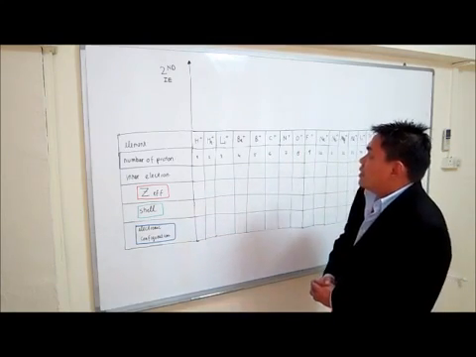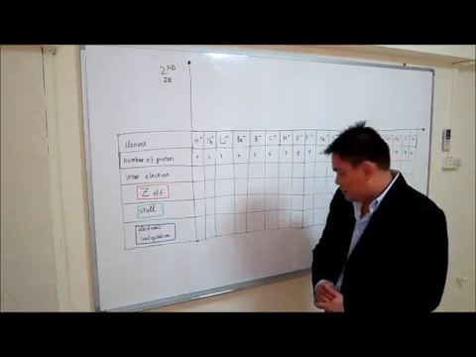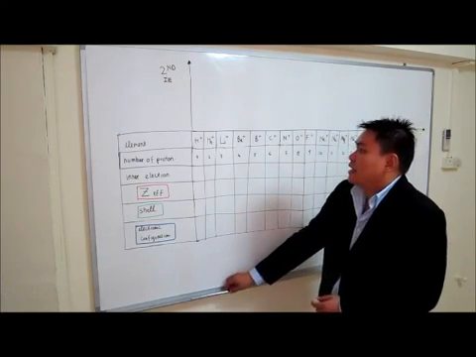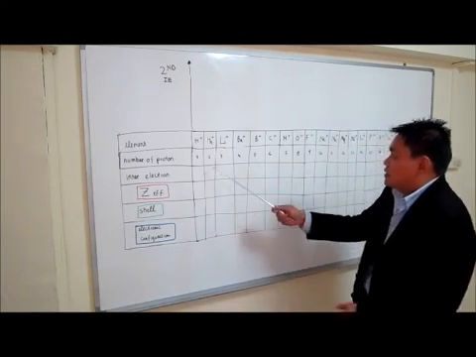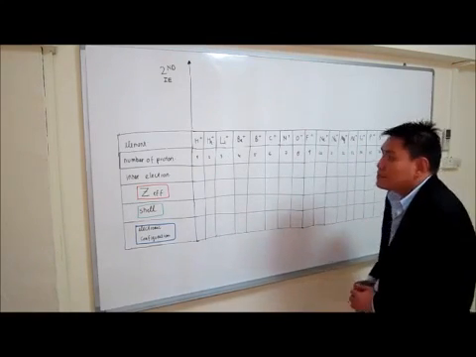The one that I would like to explain to you today is how to draw the second ionization energy graph against the number of protons, or against the elements in order.